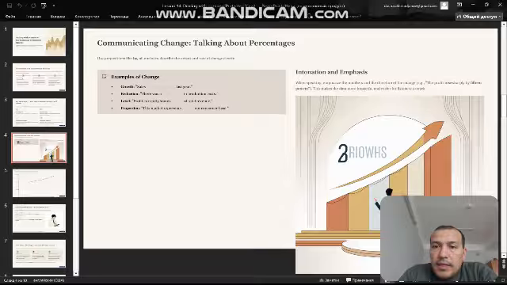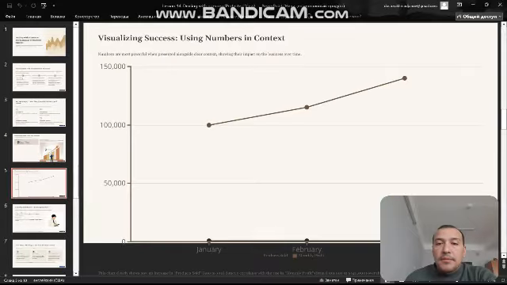So, intonation and emphasis. When speaking, emphasize the numbers and directions of change. It means that you have to say the changes, directions and numbers loudly. Like, the profit rose sharply by 15%. As you see, rose and 15%, these words are emphasized and pronounced louder. This makes the data more impactful and easier for listeners to track.